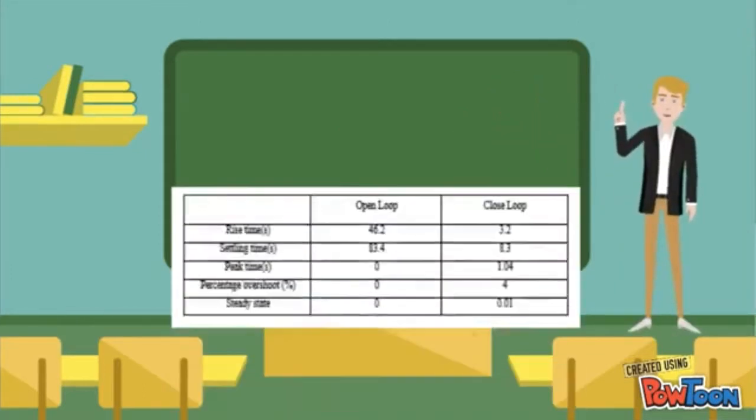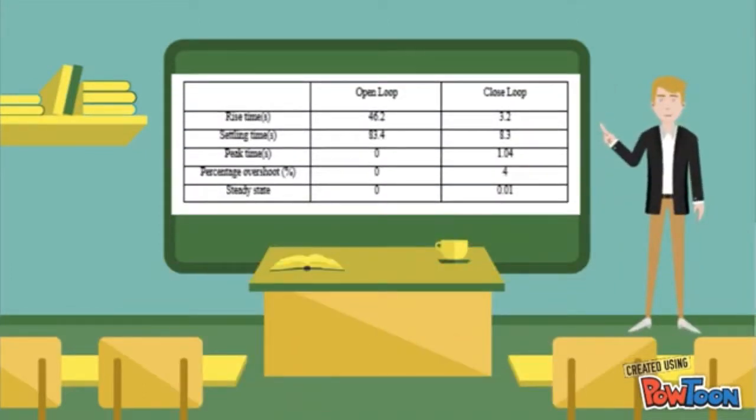This is the result that we have done. As we can see, we got the output for the performance of open loop and closed loop system in terms of rise time, settling time, peak time, percentage overshoot, and steady state error.